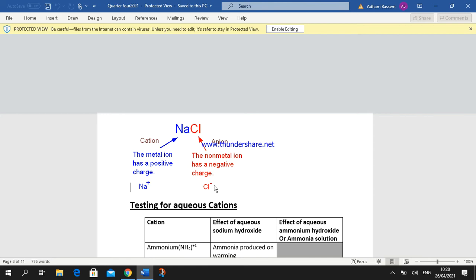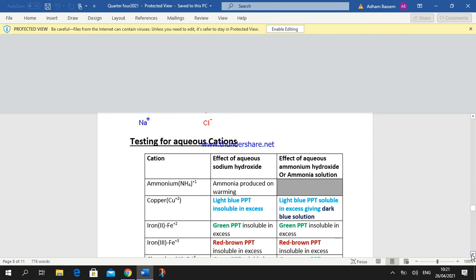Today we will talk about how we can test the presence of different aqueous cations. We know that a salt consists of two parts, cations and anions, where the cation represents the metal ion, or the positive atomic group that carries a positive charge, and the anion represents the non-metal ion that has a negative charge, or a negative atomic group. Today we will talk about how we can test the presence of different aqueous cations.